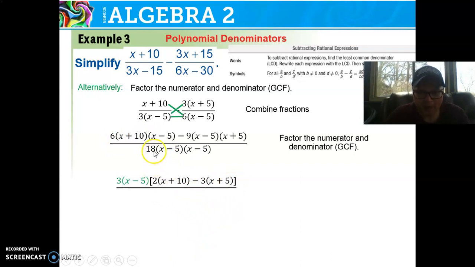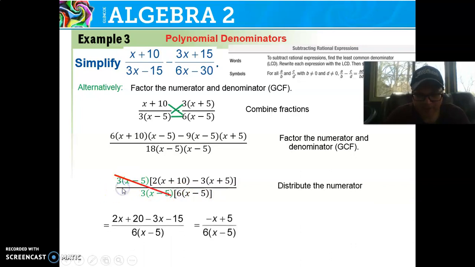And then on the bottom, I can also take out a 3 times x minus 5, leaving me with 6 times x plus 5, and then canceling out the common factors and distributing the numerator and simplifying like we did last time, we can end up with the same answer.